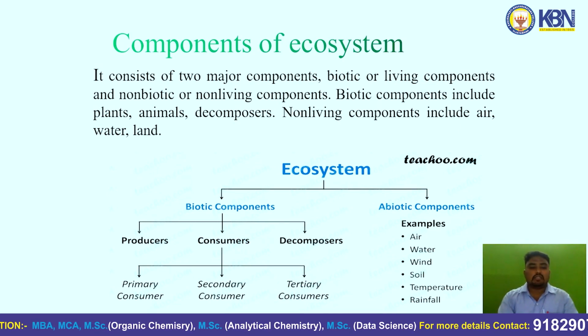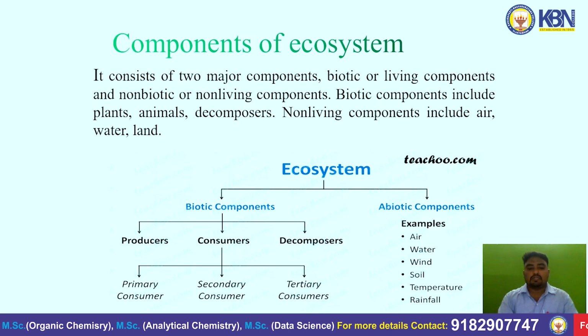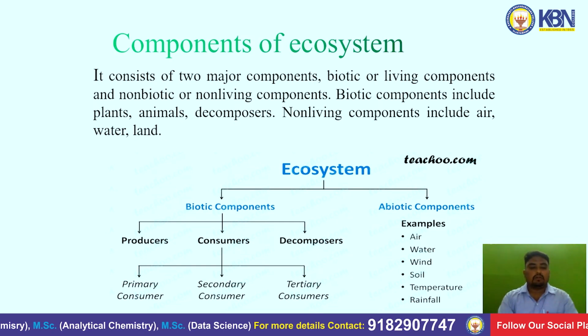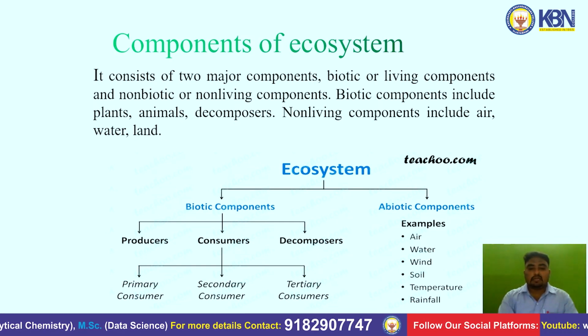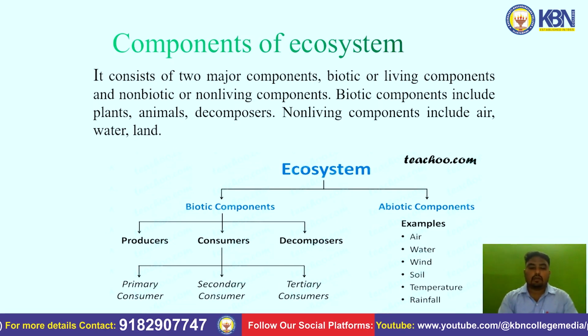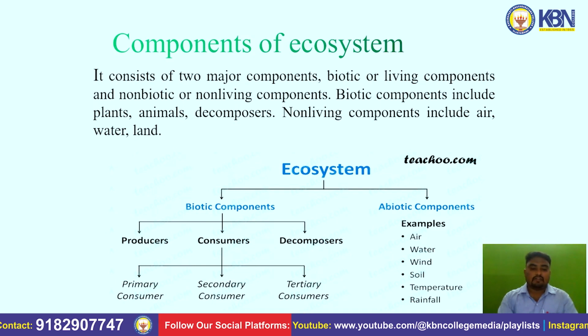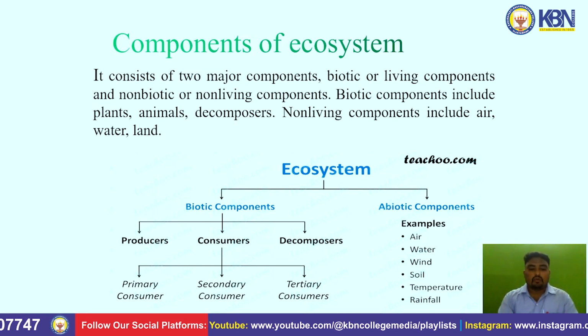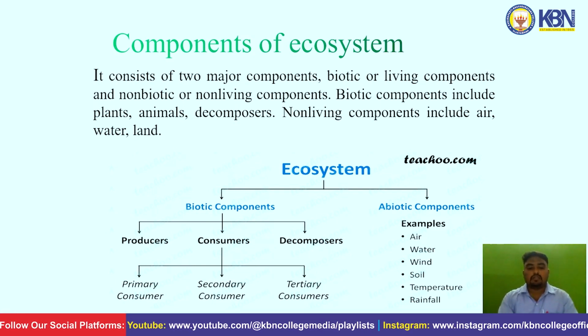Biotic components include plants, animals, decomposers. Non-living components include air, water, land. It is the flow chart. The ecosystem is of two types: biotic components and abiotic components. Biotic components are further divided into three types: producers, consumers and decomposers. The consumers are further divided into three types: primary consumers, secondary consumers, tertiary consumers. The abiotic components are, for example, air, water, wind, soil, temperature, rainfall.